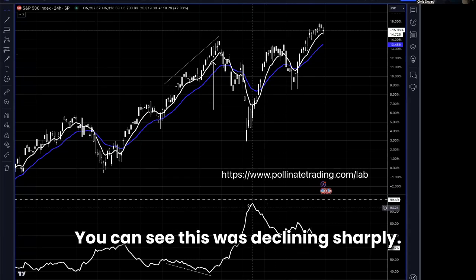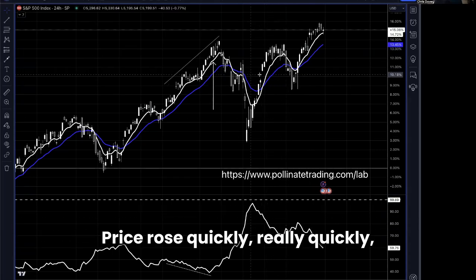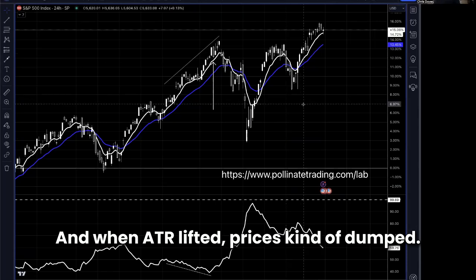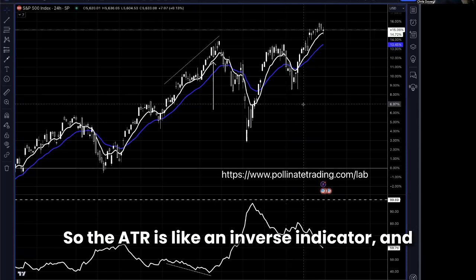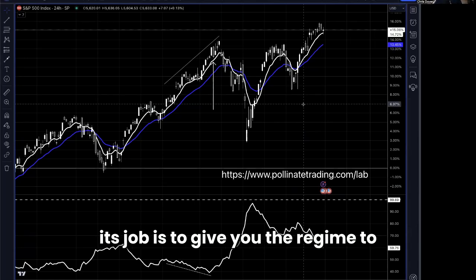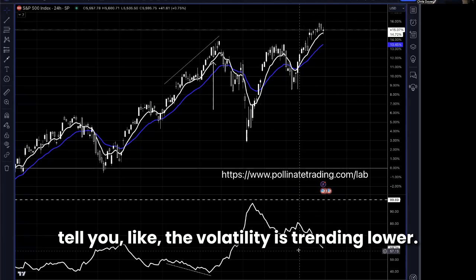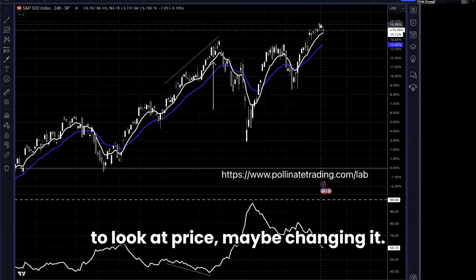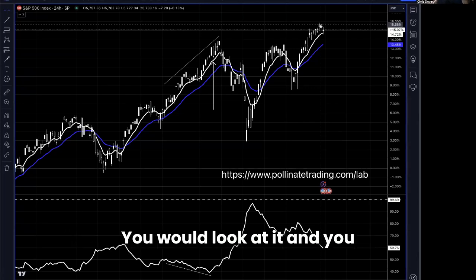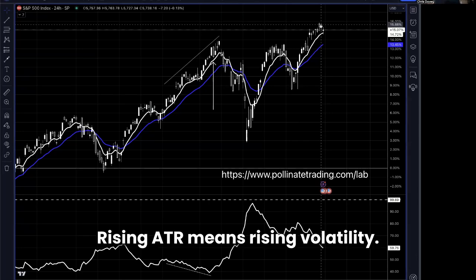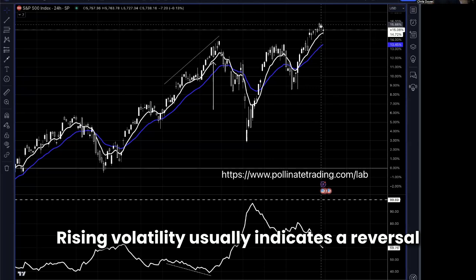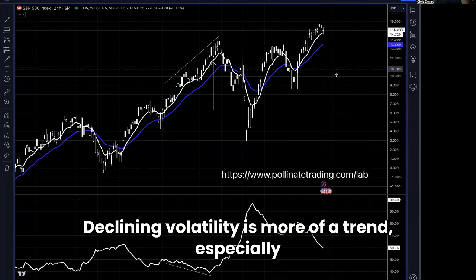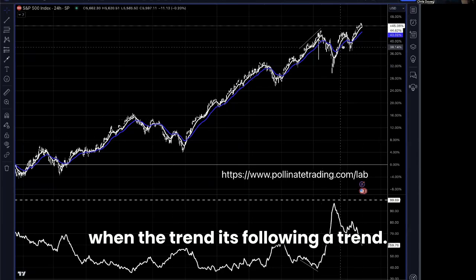When this starts rising, you can see this was declining sharply and price rose really quickly, and then went sideways. And when ATR lifted, prices kind of dumped. So the ATR is like an inverse indicator, and its job is to give you the regime, to tell you the volatility is trending lower. Now, if that jumps, then we have to look at price maybe changing. So that's how you would trade that. Rising ATR means rising volatility. Rising volatility usually indicates a reversal for a short-term period. Declining volatility is more of a trend, especially when it's following a trend.